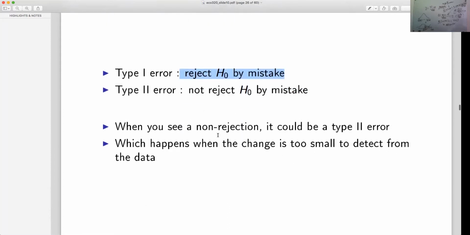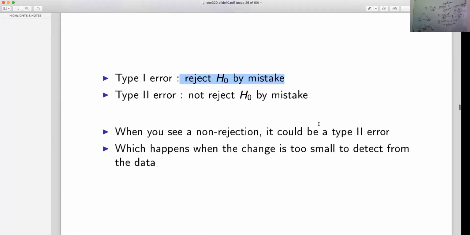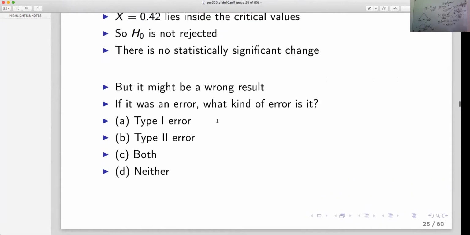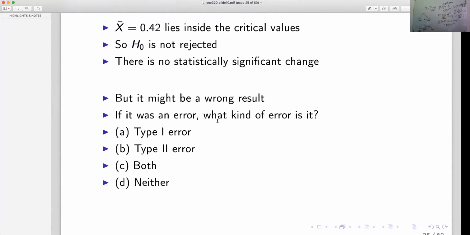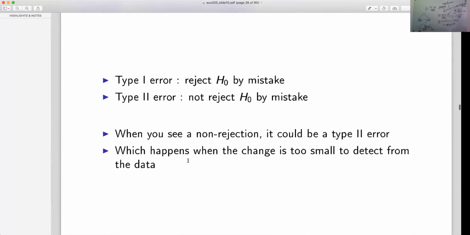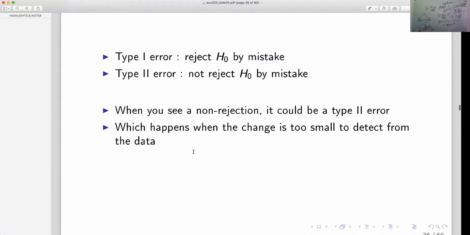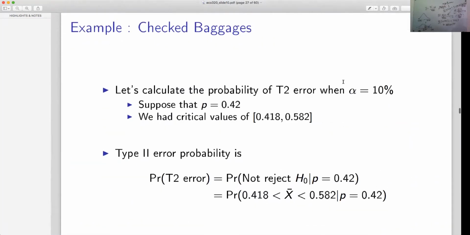So when you see a non-rejection, it could be a type 2 error because, okay, if we say the system is truly working, but somehow we didn't detect it. So that is the probability of not rejecting, conditioning on the null hypothesis being false. I mean, we are supposed to reject conditioning on the null hypothesis being false. So that is the definition of a type 2 error. So as a result, the answer is B. Okay, let's look at the type 2 error.